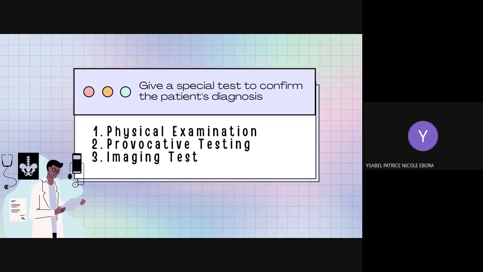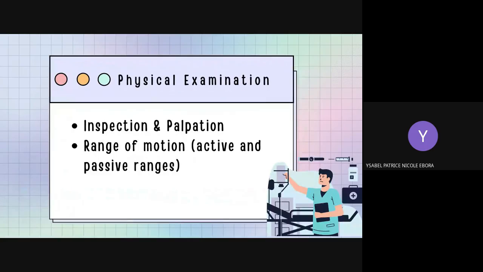To confirm the diagnosis, the following tests will be performed, namely physical examination, provocative testing, and imaging testing. Next slide. Firstly, for physical examination, the indications of tear are identified through merely inspection and palpation. For testing of range of motion, it is important to compare the affected extremity with the unaffected one to determine the patient's normal range. This test, especially with active motion, most likely suggests muscle weakness rather than joint disease. Next slide.